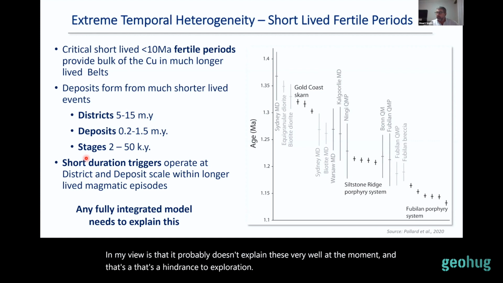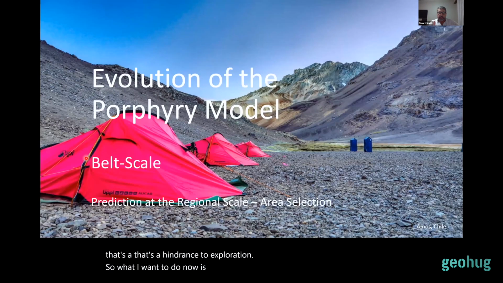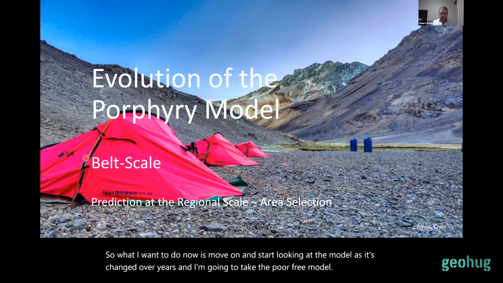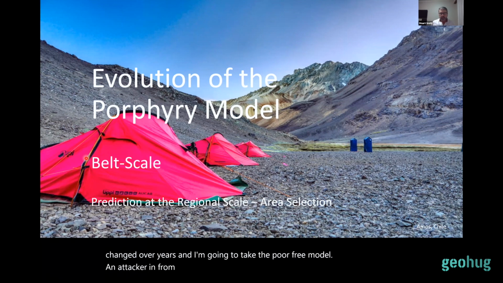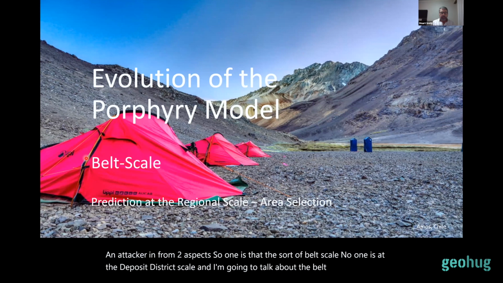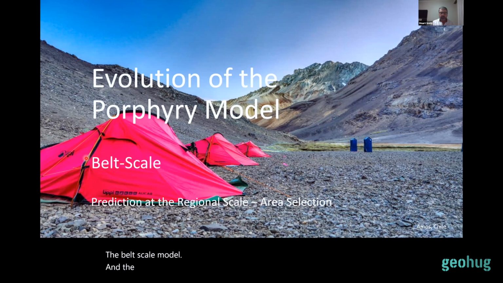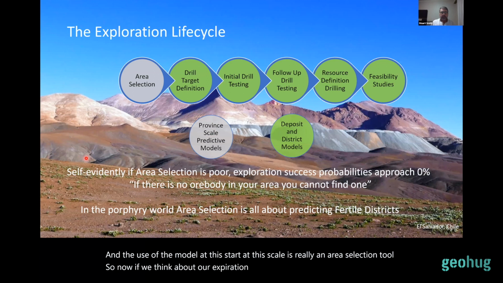So what I want to do now is move on and start looking at the model as it's changed over the years, and I'm going to take the porphyry model and attack it from two aspects. One is at the belt scale, and one is at the deposit district scale. I'm going to talk about the belt scale first. The belt scale model, and the use of the model at this scale, is really an area selection tool. So if we think about our exploration life cycle, from area selection through to drill target definition and outward into deposit discovery and resource definition.